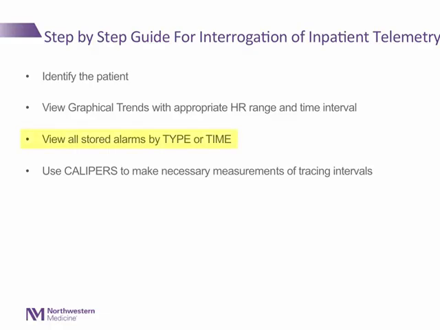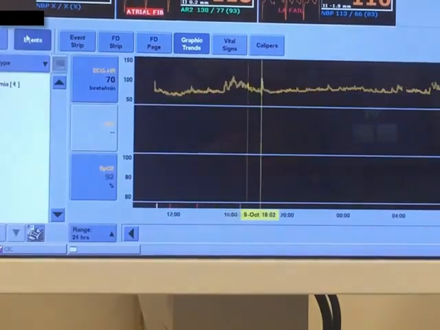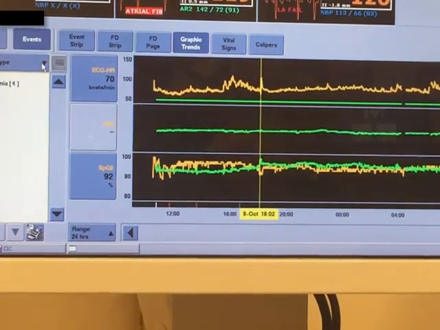In addition to viewing graphical trends and identifying periods of abrupt change in heart rate, viewing alarms that the telemetry monitor has automatically stored is the second method of identifying arrhythmias. In general, one should view all alarms daily and closely inspect alarms for the presence of a true arrhythmia or determine that the alarm was actually artifact. To view the clinical events, one clicks on Events and sorts by type of event or time.